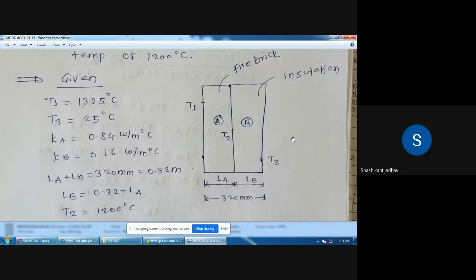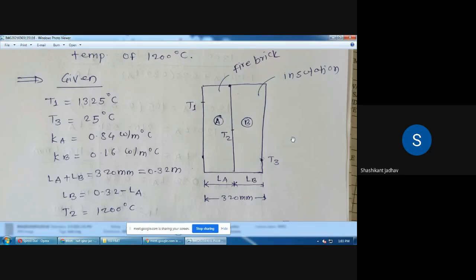Okay. And T2 is given, that is 1200 degrees Celsius. Temperature of the insulation, that means interface temperature, is given as 1200 degrees Celsius. Now our aim is to calculate the thickness of fire brick. Means we have to calculate the value of LA and then the value of LB and then we have to find out the rate of heat transfer through this composite wall.